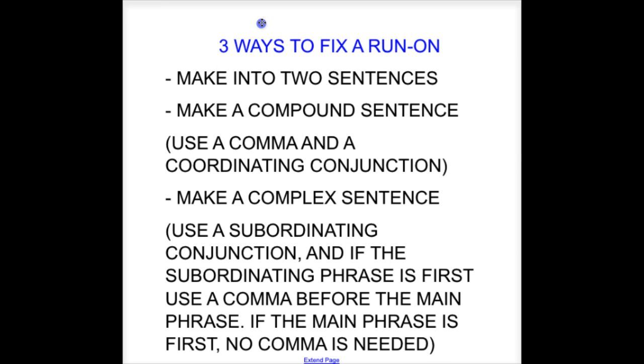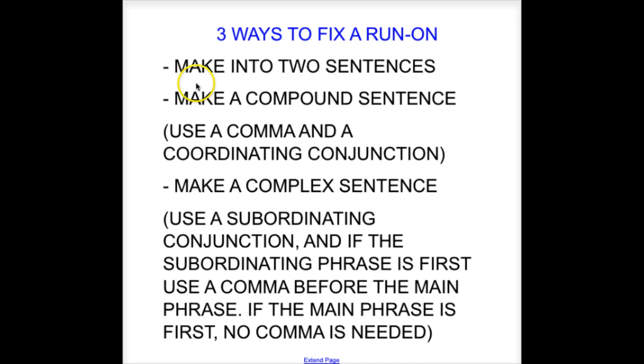So there's basically three ways to fix a run-on, okay? You can make it into two sentences, punctuate it with a capital letter and ending punctuation. You can make it a compound sentence, use a comma and a coordinating conjunction, and, but, or. Or you can make it a complex sentence. If you make it a complex sentence, you're going to use a subordinating conjunction. Remember, that can be a little bit tricky. If the subordinating phrase is first, you use a comma before the main phrase. If the main phrase is first, no comma is needed.